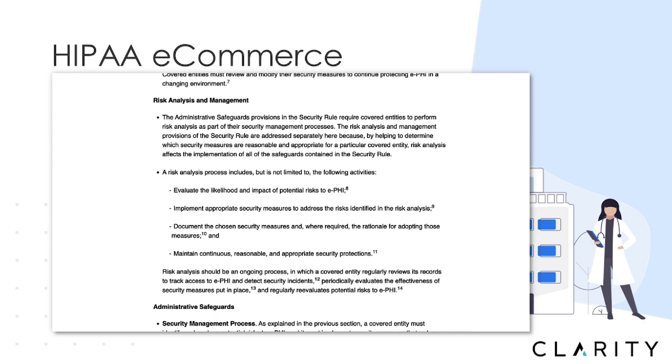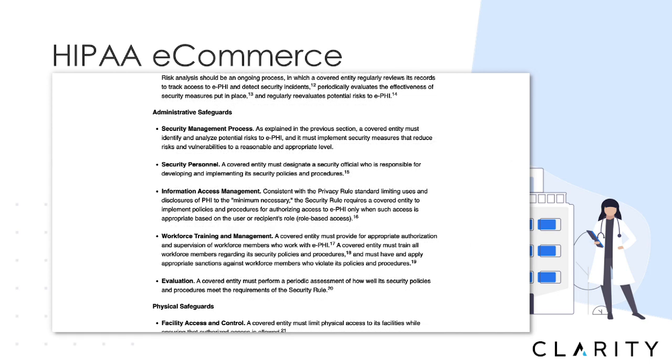And then some of the things that they go into are extremely helpful. I'm just going to sort of bullet through these. There are different categories of aspects they talk about. One is administrative safeguards: security management process, security personnel, information access management, workforce training and management, and evaluation. And these are probably some of the biggest challenges that folks have. I would say generally training your team is one of the biggest weak spots with any security in general.